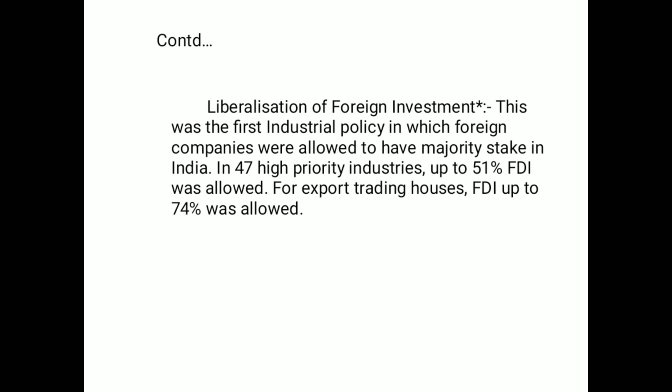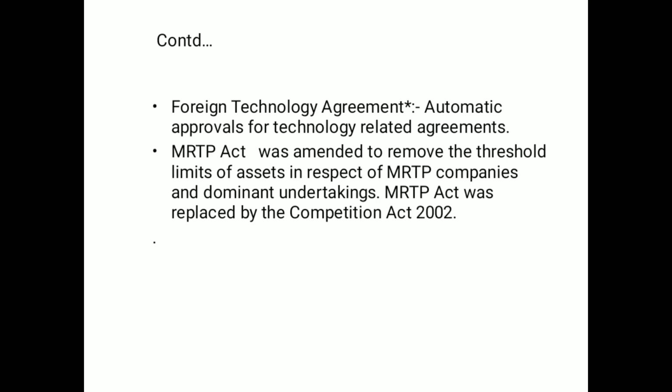Liberalization of foreign investment. This was the first industrial policy in which foreign companies were allowed to have a majority stake in India. In 47 high priority industries, up to 50% FDI was allowed. For export trading houses, FDI up to 74% was allowed. Foreign Technology Agreement: automatic approvals for technology related agreements.